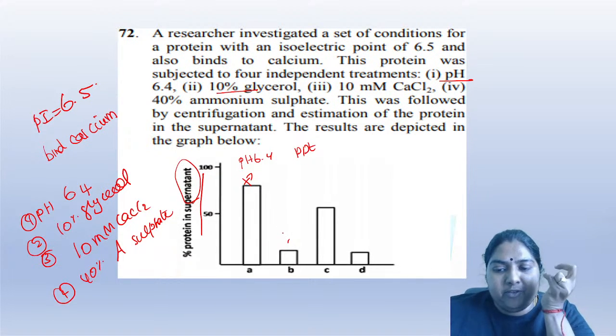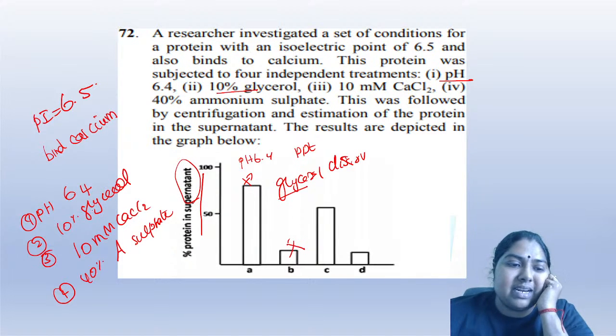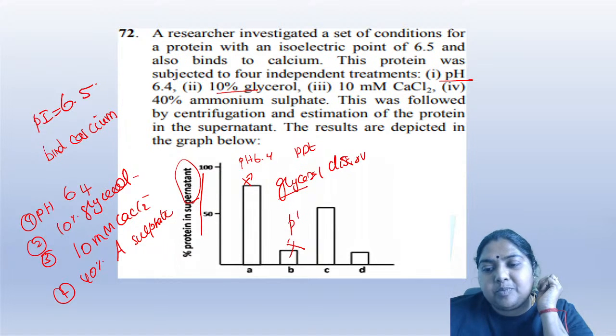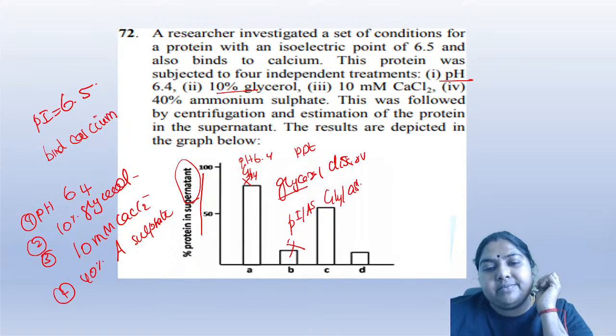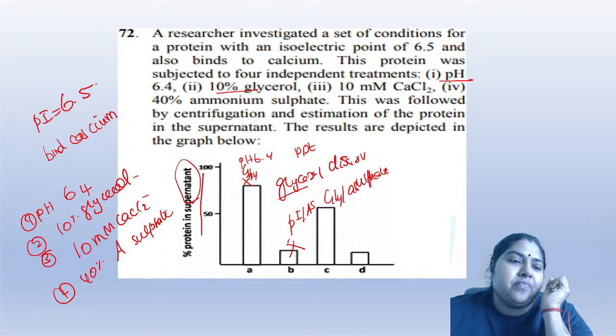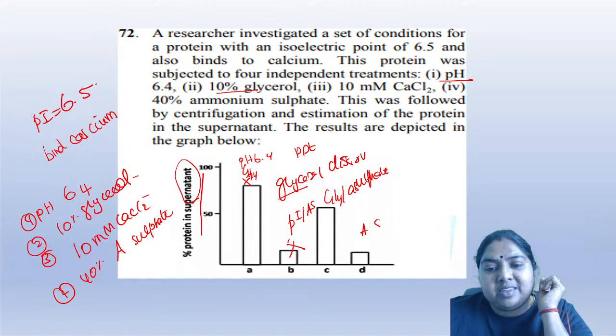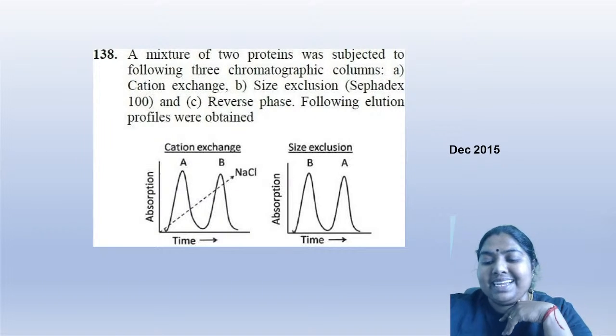For example, if you check out, can it work out? Glycerol is meant for dissolving. Dissolving means in the supernatant it should be high. So can it be glycerol? No, it cannot be glycerol and calcium. So it should be either your pI or your ammonium sulfate. This can be glycerol or ammonium sulfate, but these two are definitely not going to be that. This is going to be your precipitation, and this is going to be your ammonium sulfate exchange between these two. Understood? So shall we take the next important question?